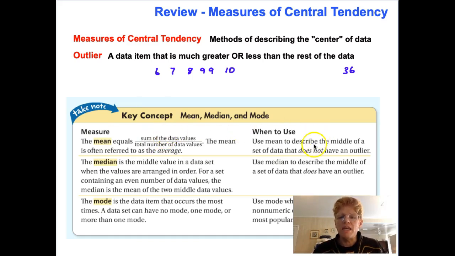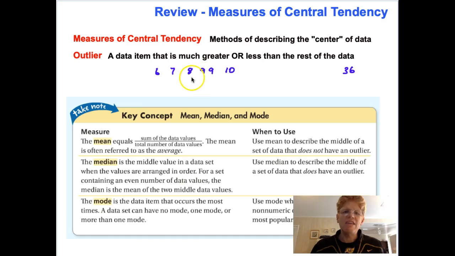We use the mean to describe the middle of a set of data that does not have any outliers. An outlier will throw off your mean pretty badly. If you imagine adding all these up, and then you add in 36, and you divide by the total number of numbers, in this case 7, you're going to get a number that's probably above 10. But most of our data is not in that area. Most of our data is over here, so it's not really the center. So we don't want to use the mean if we have outliers.